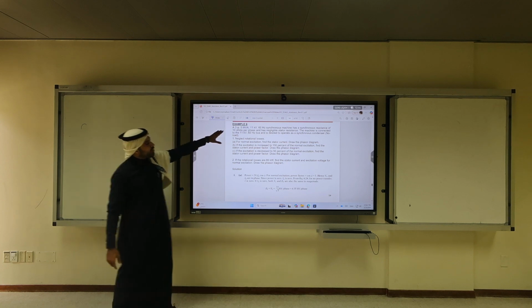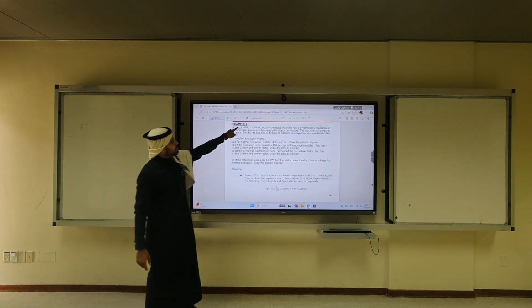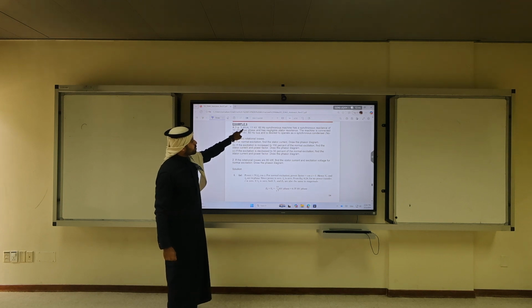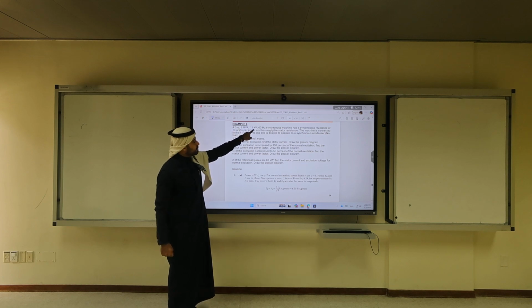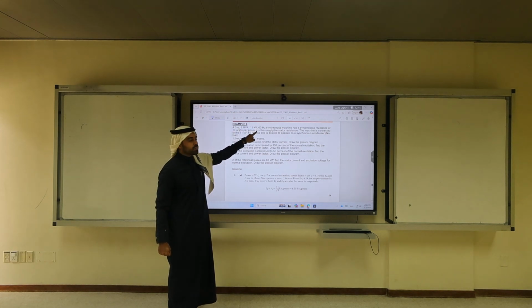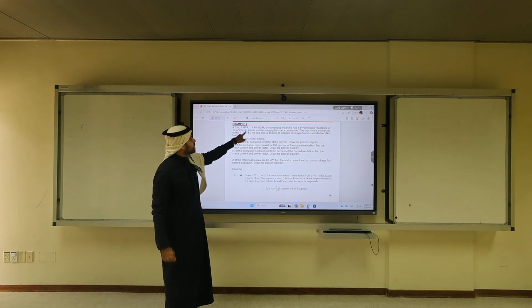Now, another machine, 3-phase, 5 MVA. Is this big or small? From these numbers, can you guess? Big. Can an electric vehicle have 11 kilovolts? No. Maximum is 1,000.